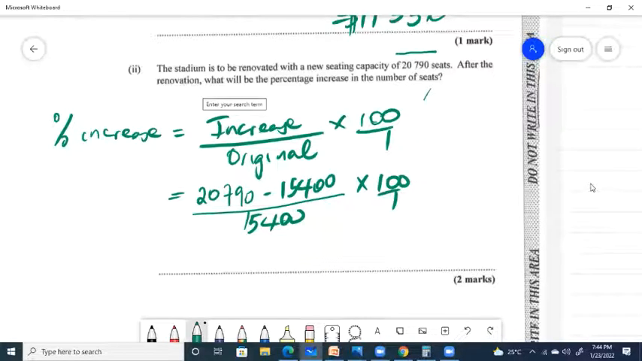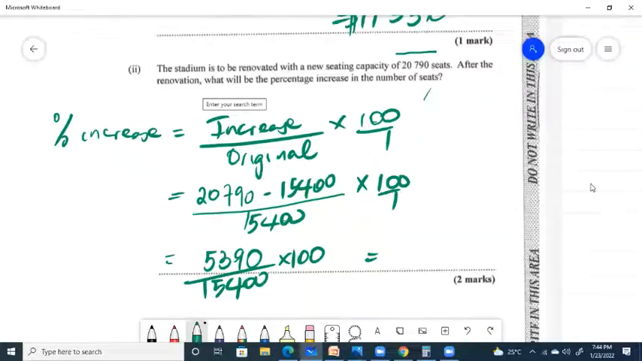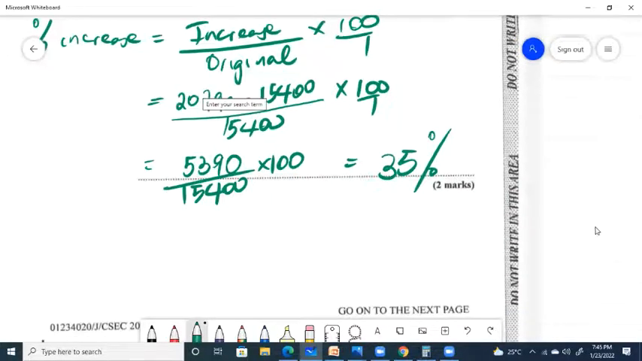When you subtract it, what do you get? 5,390. Exactly. Divide that by 15,400 and then multiply by 100. The answer is 35, and make sure you put back your percent. So the seating capacity increased by 35%.